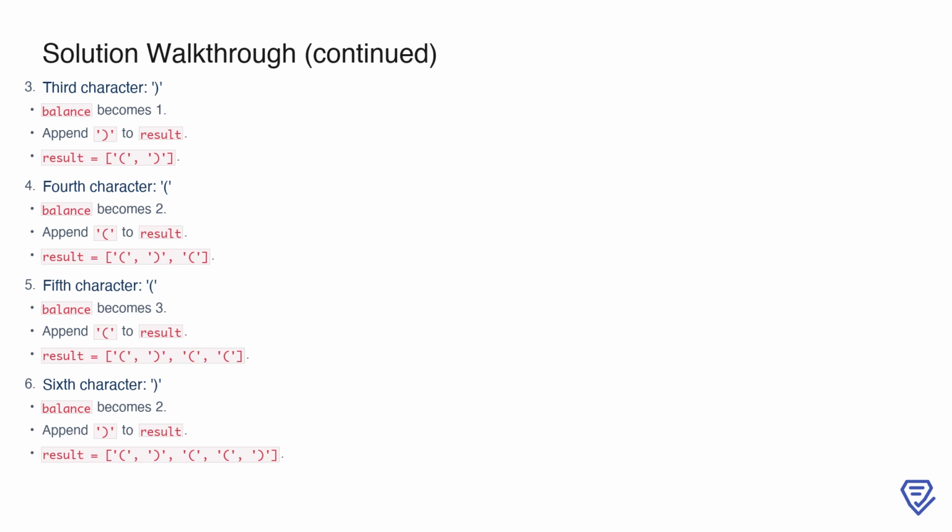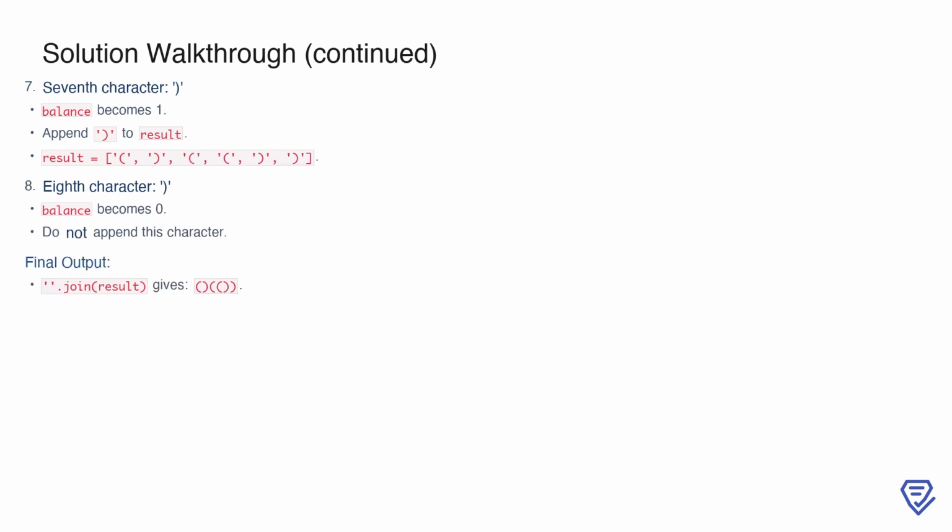The sixth character is a closing parenthesis. Decreasing the balance to 2 confirms that this parenthesis belongs to an inner layer, so we append it to result. Next, we process the seventh character, which is another closing parenthesis. Decreasing the balance to 1 shows that this parenthesis is still part of the inner layer, so we append it to result. Finally, the eighth character is a closing parenthesis. Decrementing the balance to 0 tells us that this parenthesis closes the outermost layer, so we do not append it to result. After processing all the characters, joining the elements of result gives the final output string.